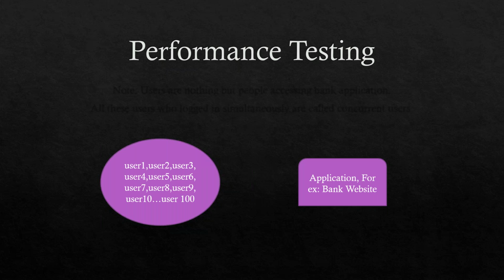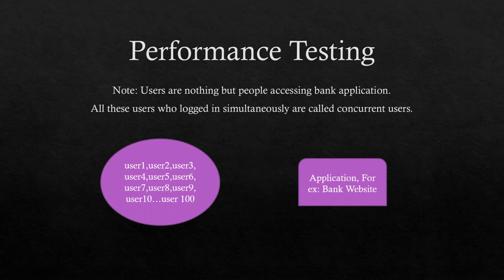Going forward in our sessions, I might use this term concurrent users, so you should not get confused. Users are nothing but people accessing the bank application, and all these users who logged in simultaneously are called concurrent users. These 100 users access the bank application and try to perform various actions, like downloading bank statements, checking bank balance, and paying credit card bills.